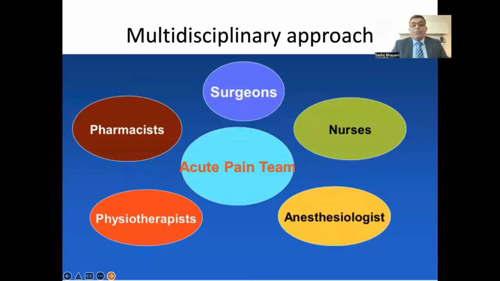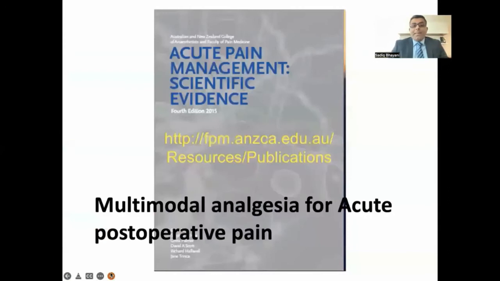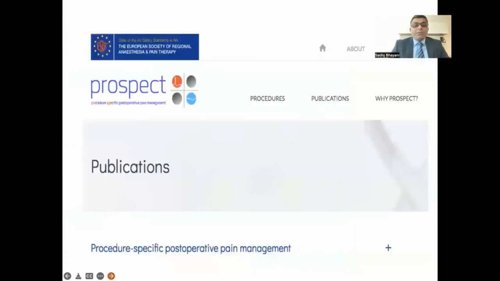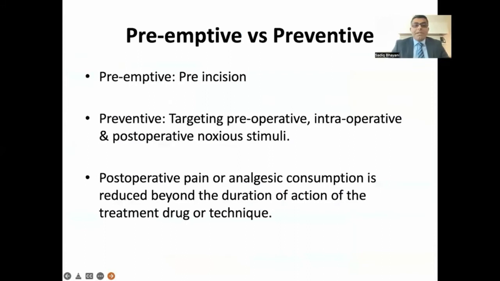It needs to be formed with physiotherapists, pharmacists, and nurses. We as physicians play a very important role, along with the acute pain team, so it's a team game. Now, I would strongly urge you to look at this great publication from the Faculty of Pain Medicine, a really good resource. Another good resource is the PROSPECT website from the European Society of Regional Anaesthesia and Pain Therapy. They've got guidelines on procedure-specific post-operative pain management.